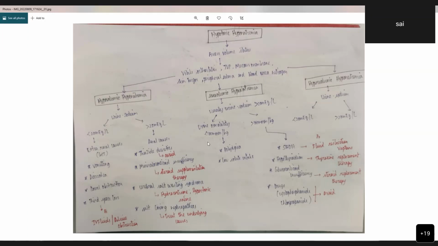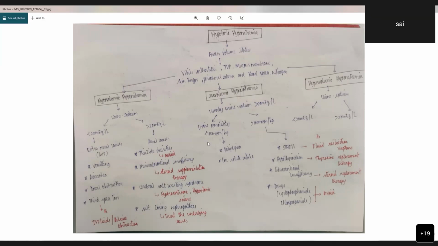If urine osmolality is greater than 100 milliosmol per kg, then the causes are syndrome of inappropriate antidiuretic hormone, hypothyroidism, glucocorticoid insufficiency, and drugs such as cyclophosphamide and chlorpropamide. For syndrome of inappropriate antidiuretic hormone, the treatment is fluid restriction and vaptans. For hypothyroidism, thyroxine replacement therapy. For glucocorticoid insufficiency, steroid replacement therapy, and drugs which cause hyponatremia should be avoided.